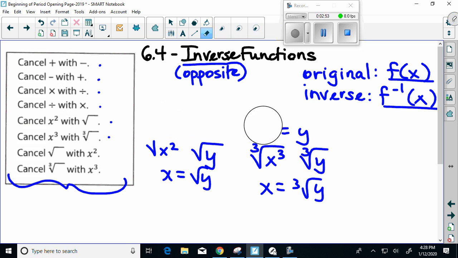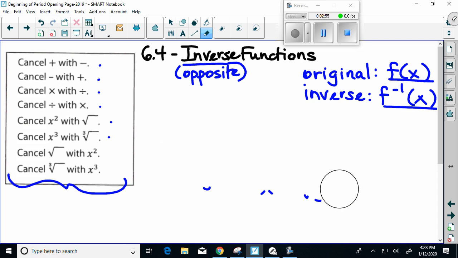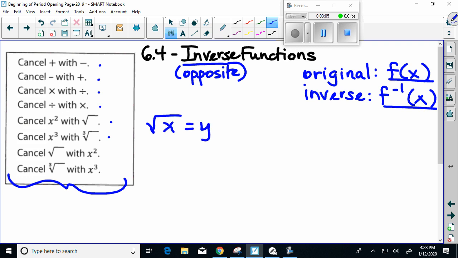If you started with the roots, then the opposite is to take that power. For example, if you have the square root of x equals y, and you want to get rid of the square root, you raise both sides to the second power. A square and a square root are opposites. They drop out. So you get x equals y squared in this case.